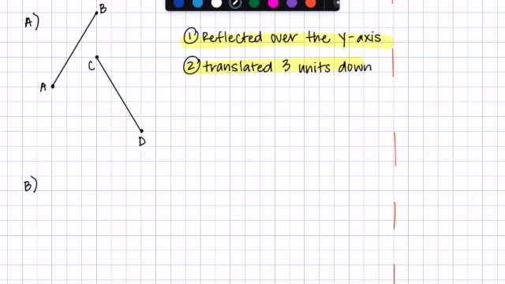We'll do two more examples here. Here's your next one, B. And for this one, you've got a triangle. It's going to be triangle LMN. And then I'm going to have another triangle that is going to be QRS.